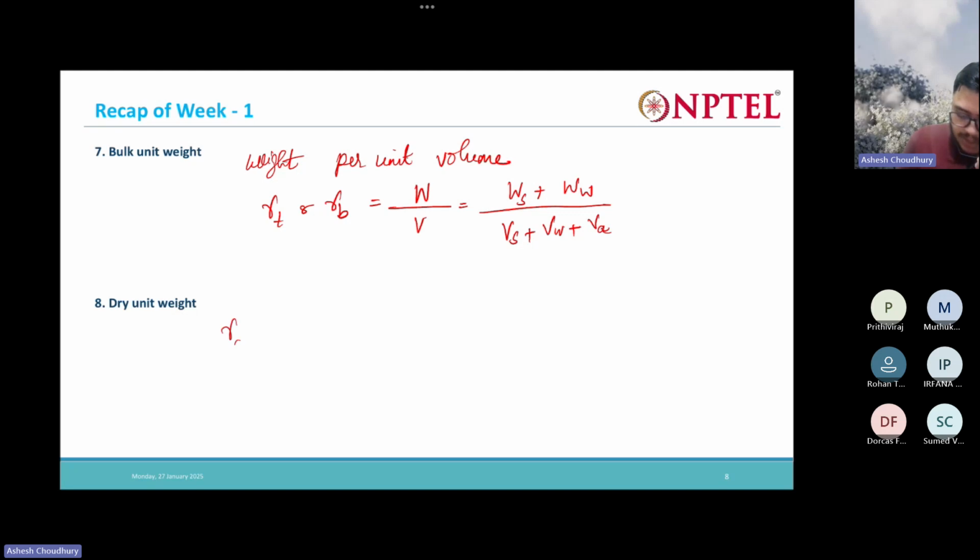Now what is dry unit weight? Dry unit weight is nothing but only the weight of solids you are taking now, weight of solids by total volume. This is the dry unit weight.